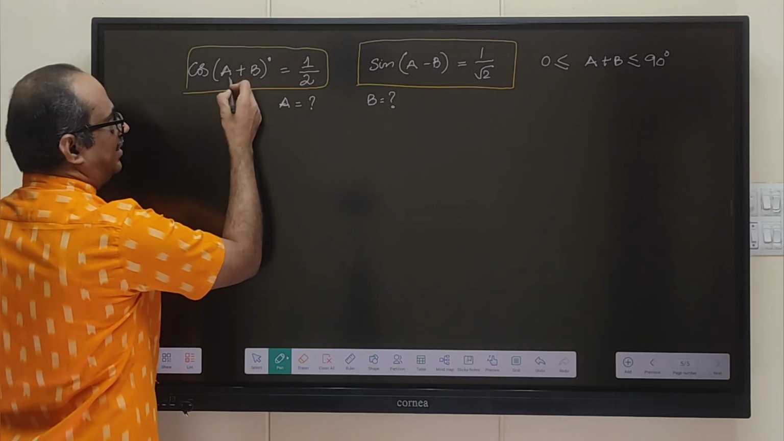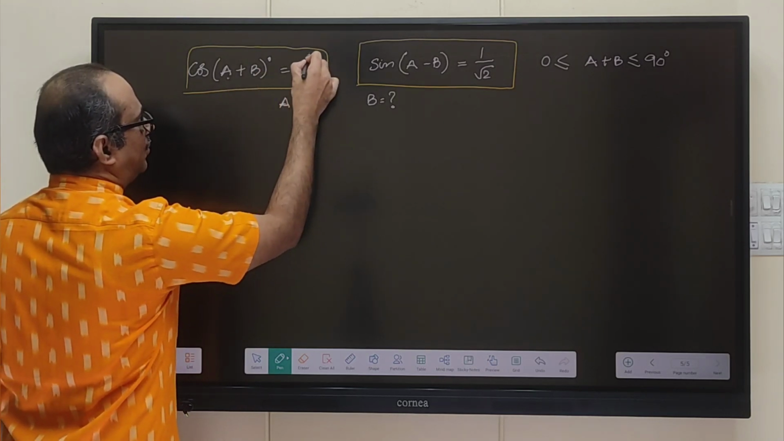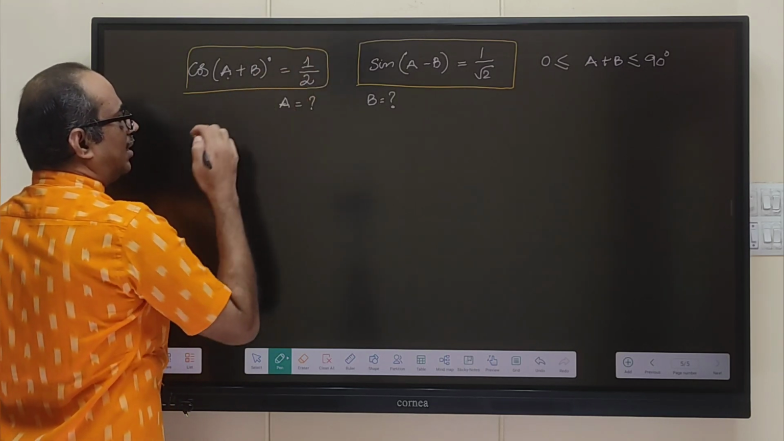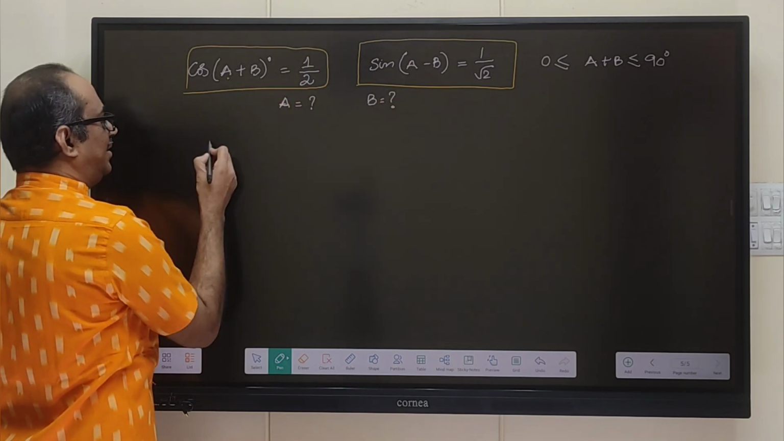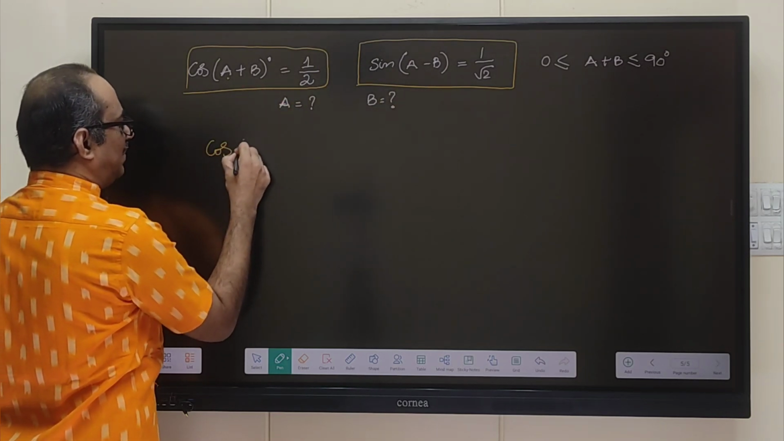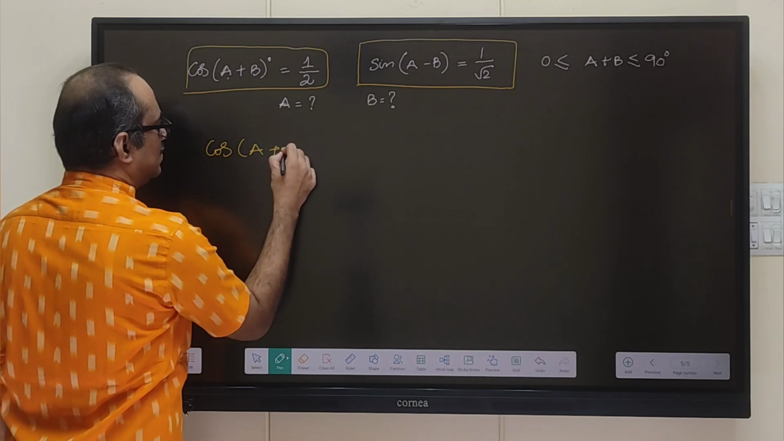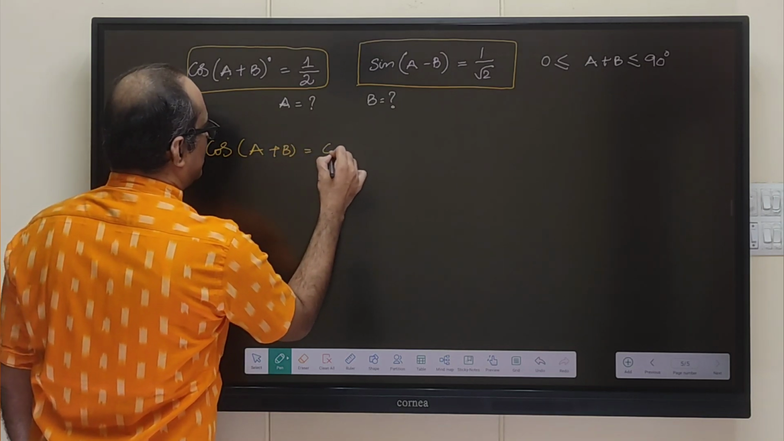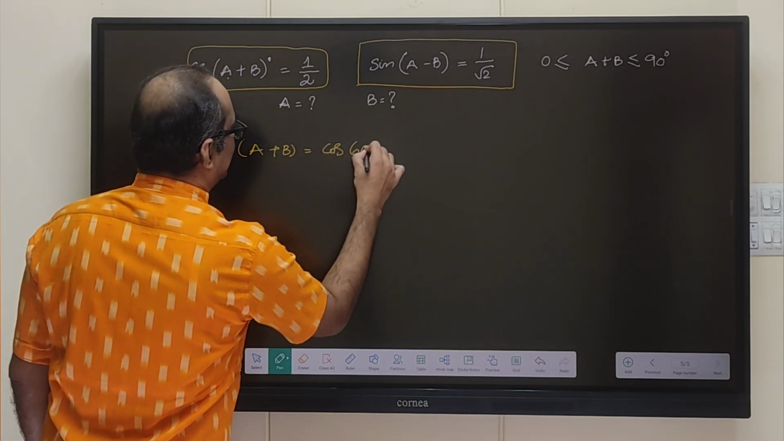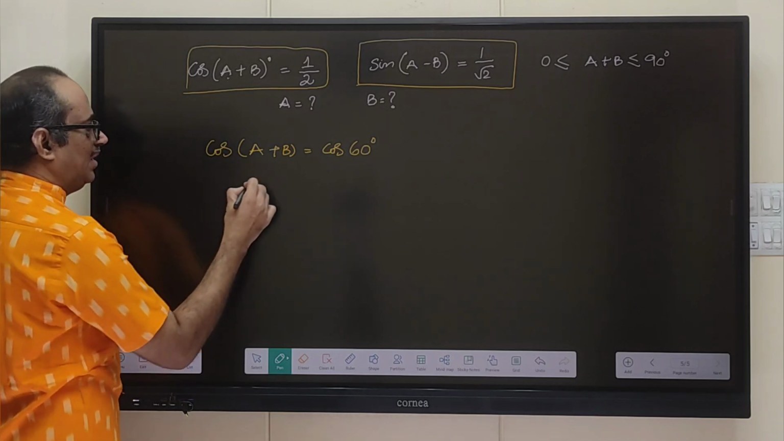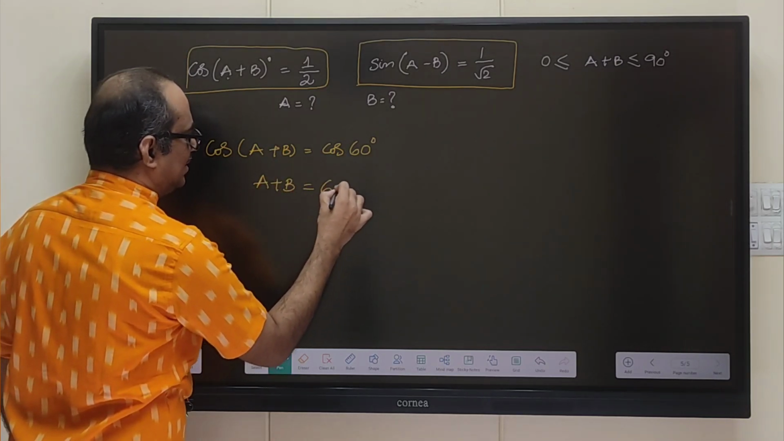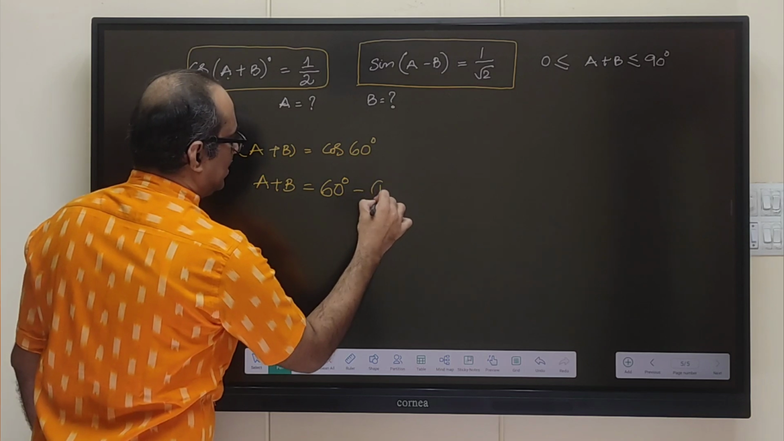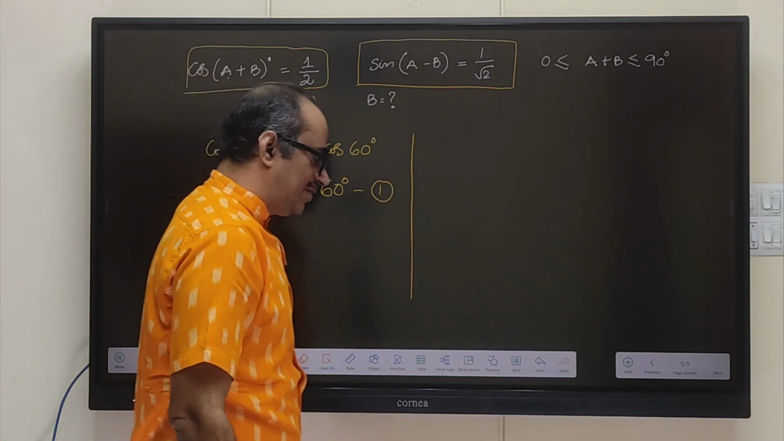First, let's understand this. Cos of a plus b is 1 by 2. Cos of which angle is giving us 1 by 2? 60 degrees. So I can write down cos of a plus b equals cos 60 degrees. That means a plus b equals 60 degrees. So this is our first equation. Now let's go to the next one.